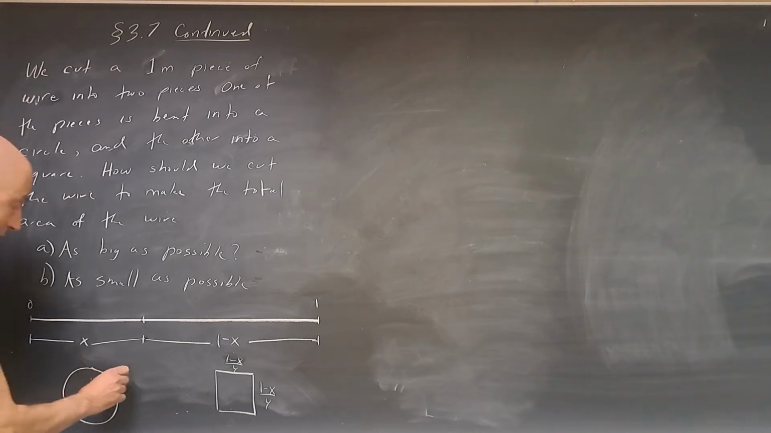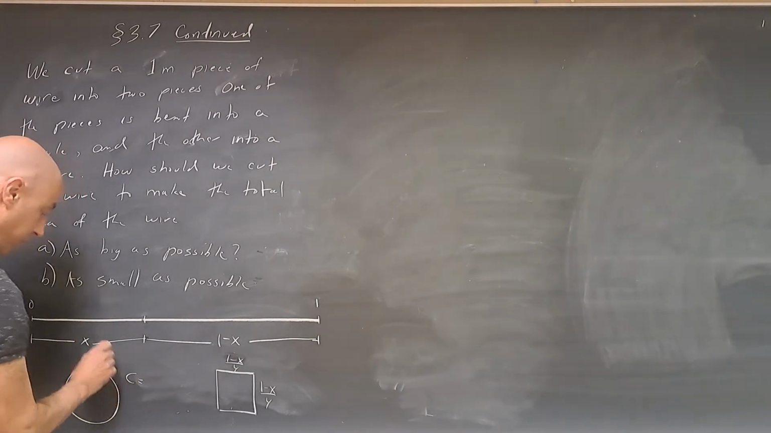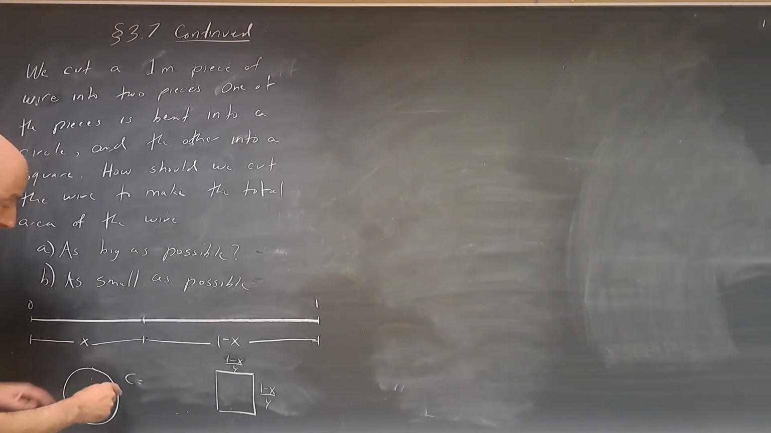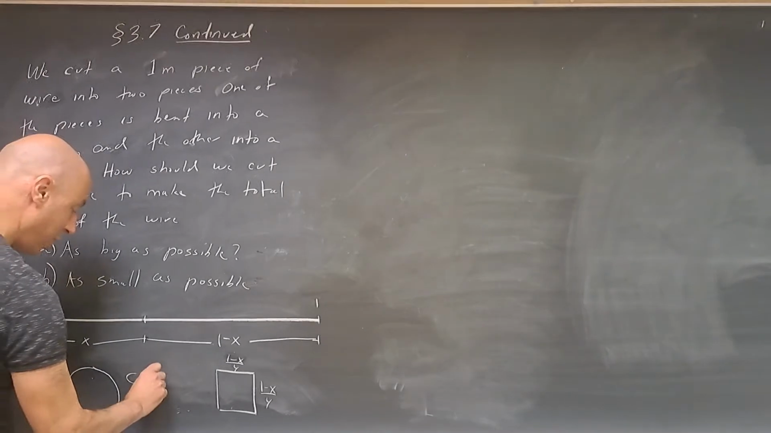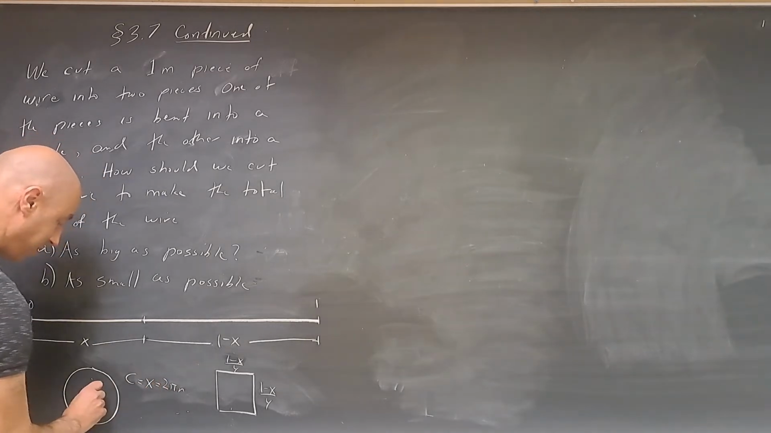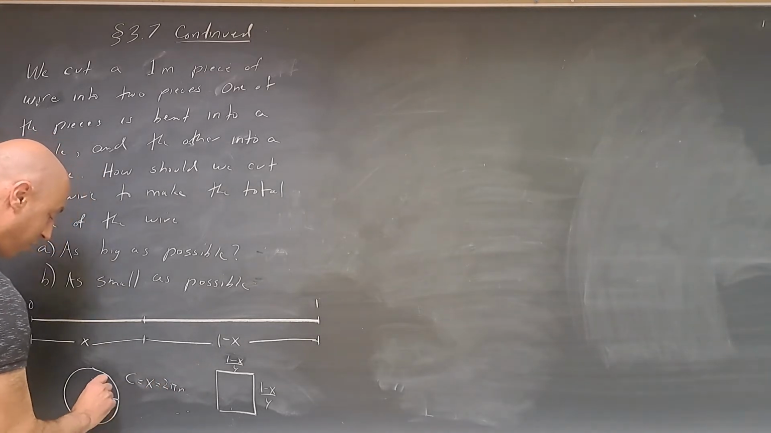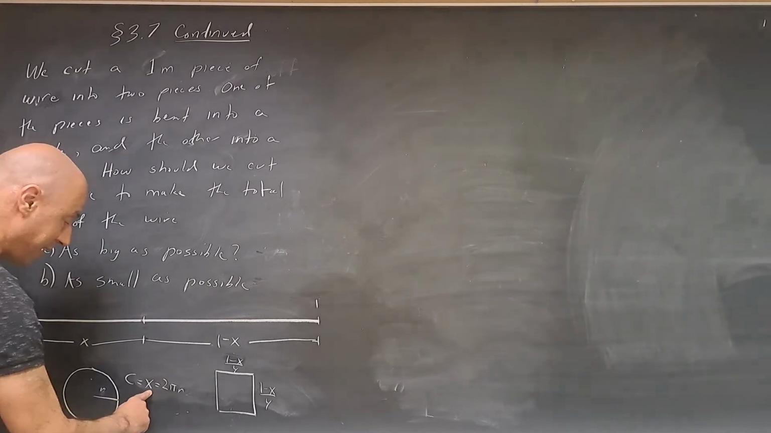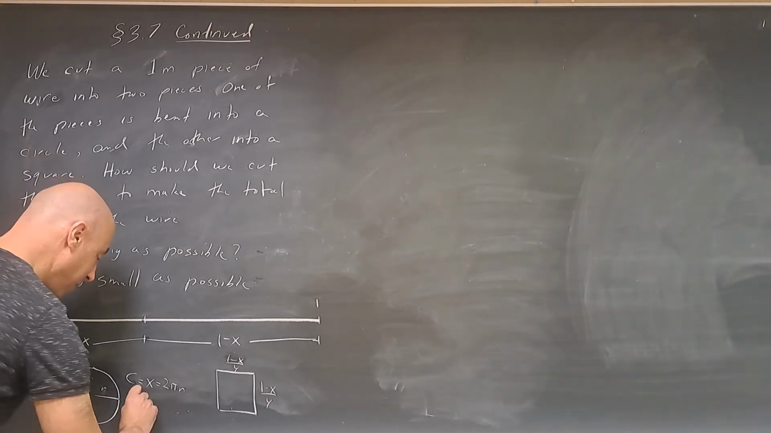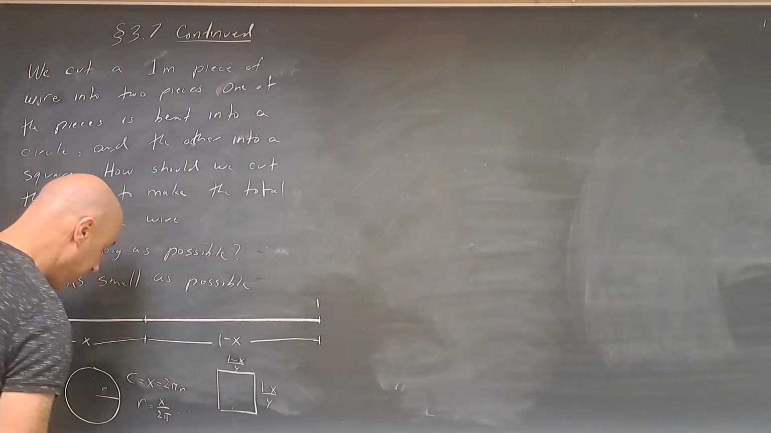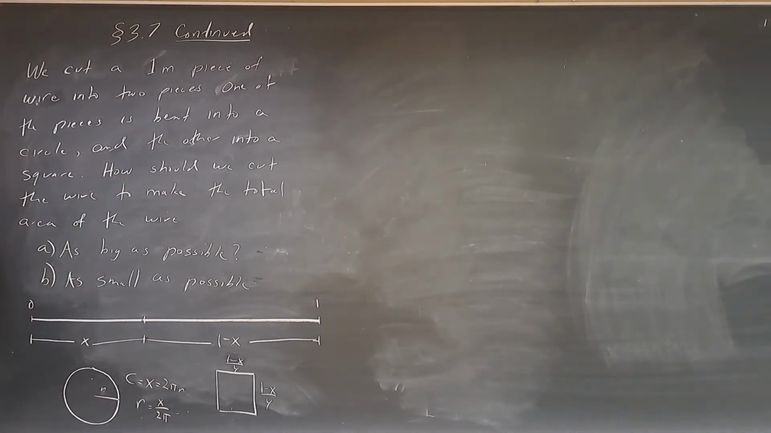So the circumference of this circle is going to be just x. That's how much wire we have. We have x to make the circumference of the circle. But we also know that x is equal to 2 pi times the radius. So let's work out what the radius is in terms of x. So 2 pi r is x. Let's get r by itself. r equals x divided by 2 pi. So this radius is just x over 2 pi.